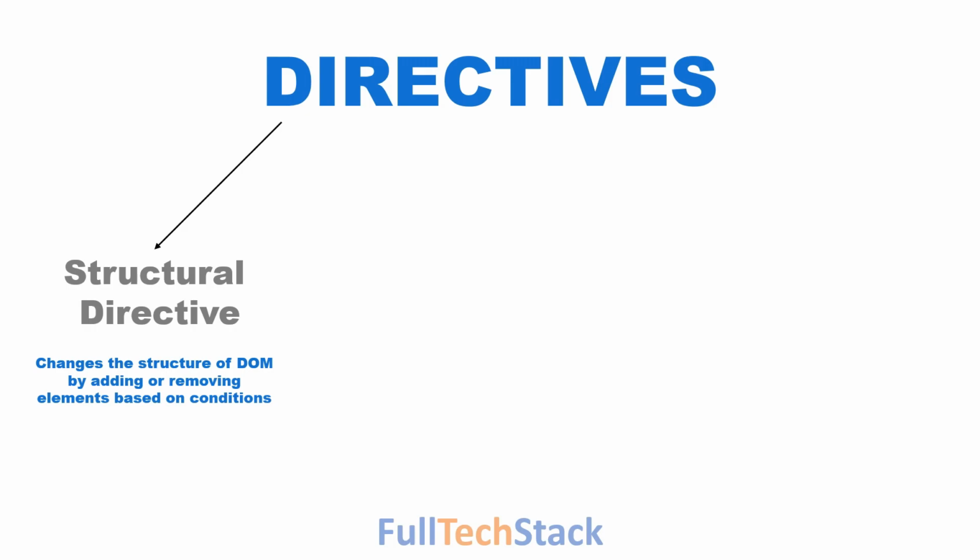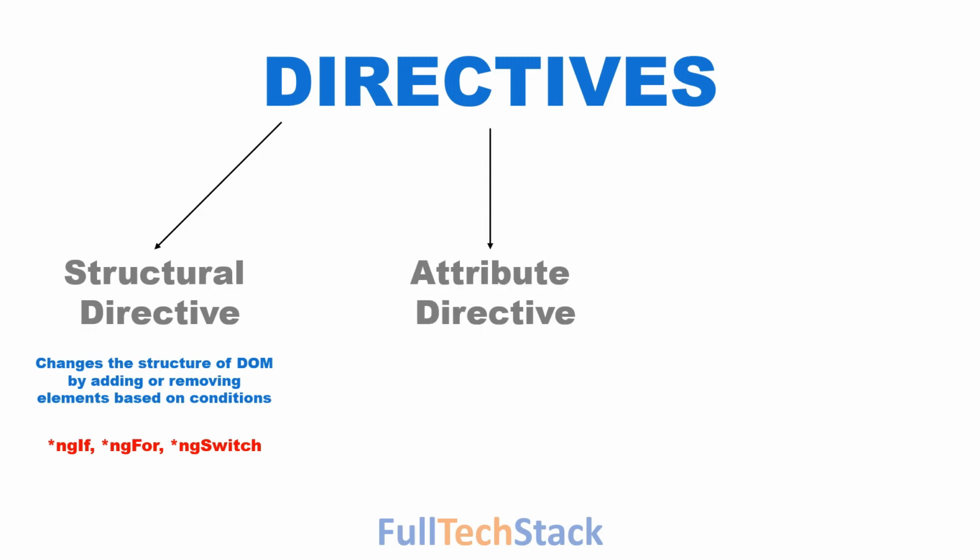For instance, ngIf, ngFor, and ngSwitch are all examples of structural directives. If these sound new to you, don't worry about it guys, because we are gonna cover each of these in our upcoming parts. Now, number 2 is the attribute directive.